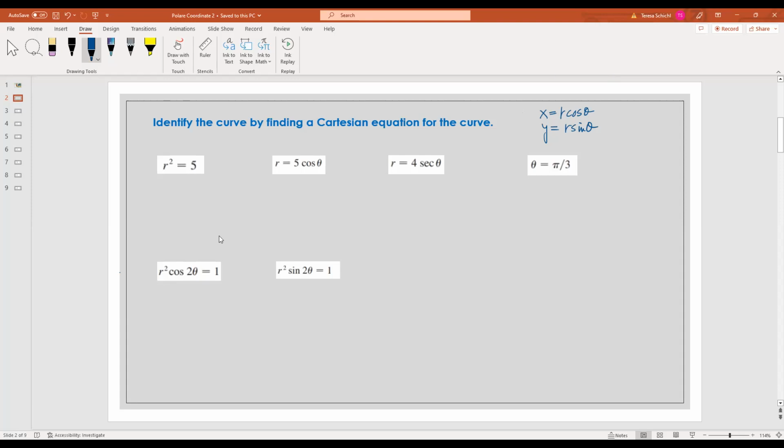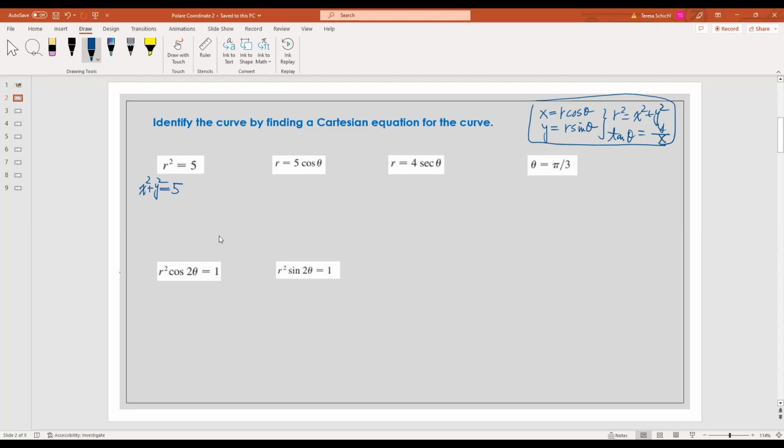Also, we know that r squared is equal to x squared plus y squared, and tangent theta is equal to y over x. These are the very simple relations we learned from video number 1, between the Cartesian and the polar. So the first one: r squared equal to 5 means x squared plus y squared equal to 5.